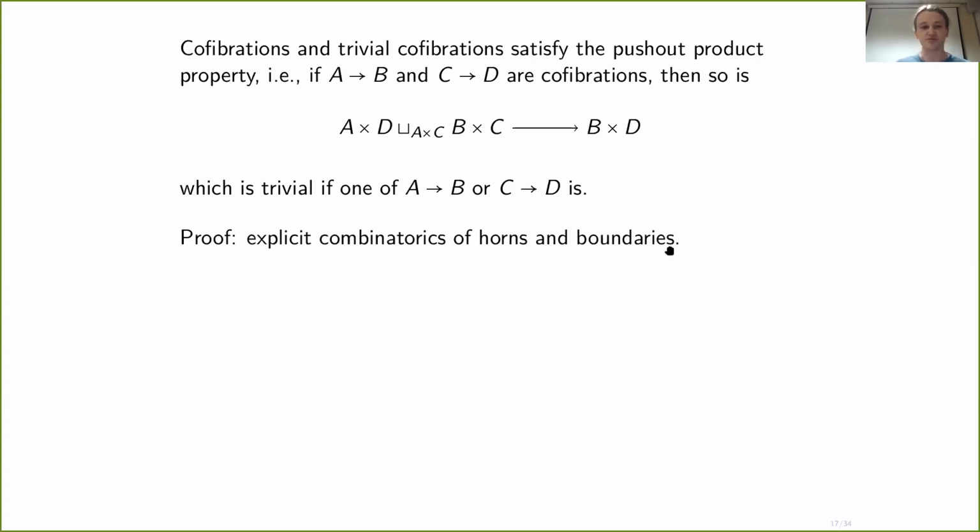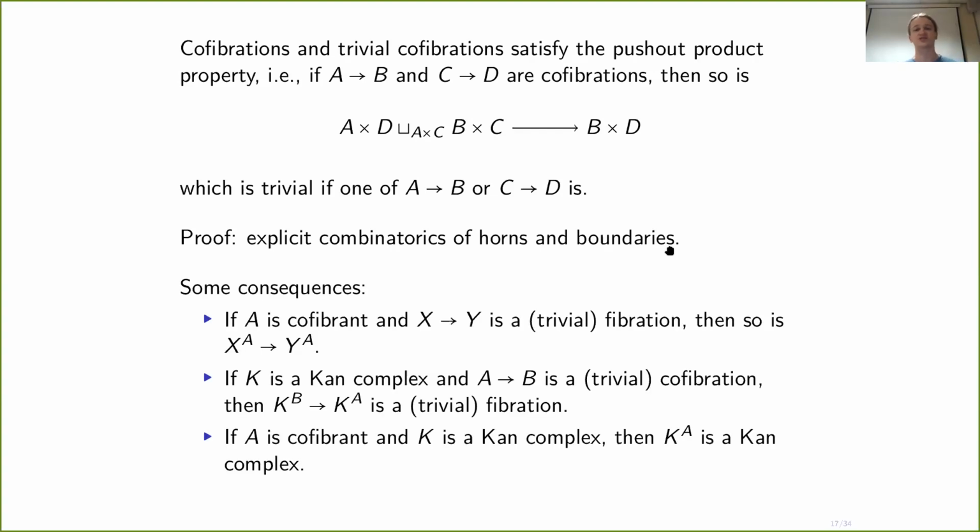The standard classical proof of this turns out to be constructive, because this is just some explicit combinatorics of horns and boundaries. I'm not going to go into that. Let me just note some consequences about exponentiation. If A is cofibrant and I have a fibration or a trivial fibration, then this induced map on exponentials is a fibration, or a trivial fibration. And dually, if I have a cofibration, which is perhaps trivial, and I hom into a Kan complex, then I get a fibration, which is trivial if that one was. And crucially, if A is cofibrant and K is a Kan complex, then this exponential is a Kan complex.